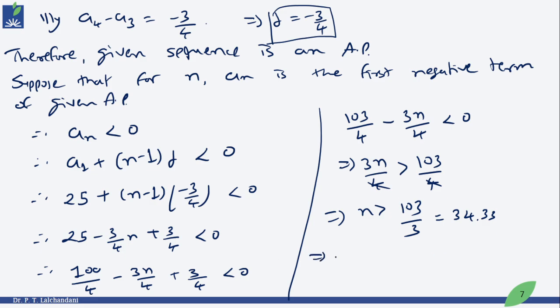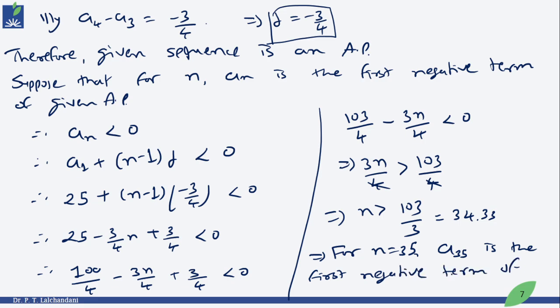So this implies that for n equal to 35, a_35 is the first negative term of the given sequence, and this is your answer.